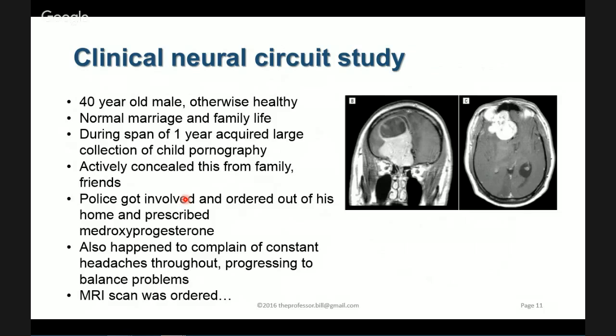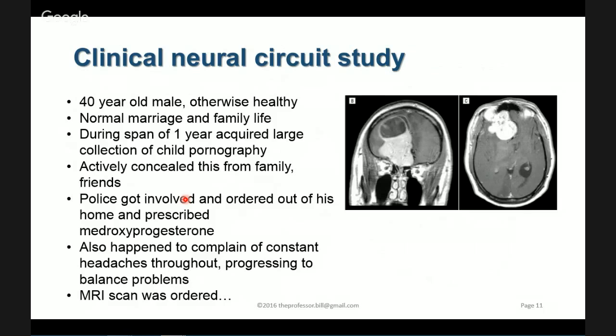However, the police became involved once they were aware of his activities. He was ordered out of his home because he had young children at the time, and he was ordered by the court to be prescribed a form of progesterone. Do any of you know what this is used for, this type of progesterone? Medroxyprogesterone. Have any of you heard of this? No? So have any of you heard of chemical castration? So this was a serious offense.